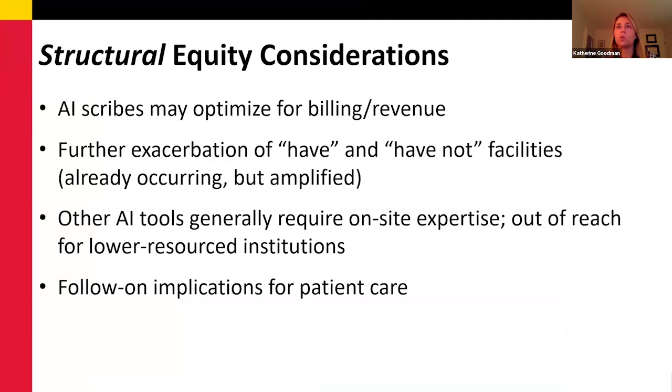Okay, finally then, particularly with generative AI, I certainly have some structural equity considerations. In contrast to individual-level patient equity concerns, I'm worried about equity across facilities with different resources. The ambient dictation technologies that we were talking about tonight aren't necessarily designed for this purpose, but I have a strong suspicion that eventually they will be designed, or maybe already are, to optimize for billing and revenue, making sure those summaries document the conditions that will support the highest reimbursable codes. You can imagine that if some health systems use these technologies and others do not, we may further exacerbate the haves and the have-nots in terms of how facilities are reimbursed.